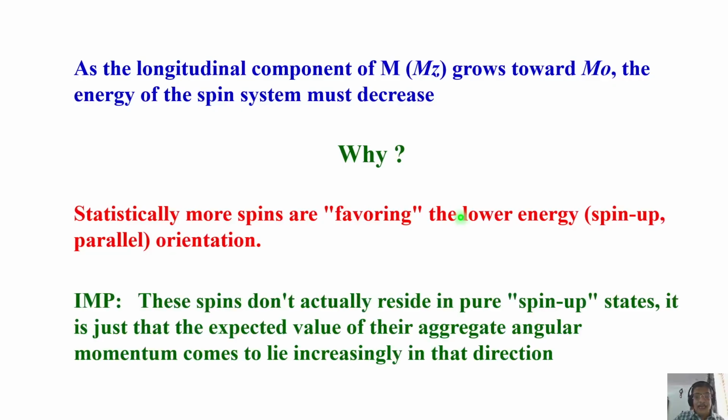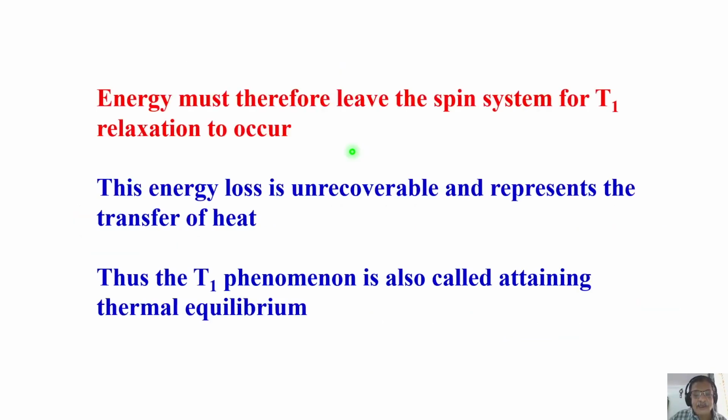Okay. And an important point to remember, spins do not actually reside only in the spin up states. There are spins in both alpha and beta states. But the only thing is, the average expected value of all the spin angular momentum taken together, there is a probability that more spins are in this direction. That's all. You can't say that there are no spins in beta states. They are there. Probability is more along this axis. We have been discussing that many times. So spin systems start losing energy because of the more favored orientation, there is excess spin in one of the states.